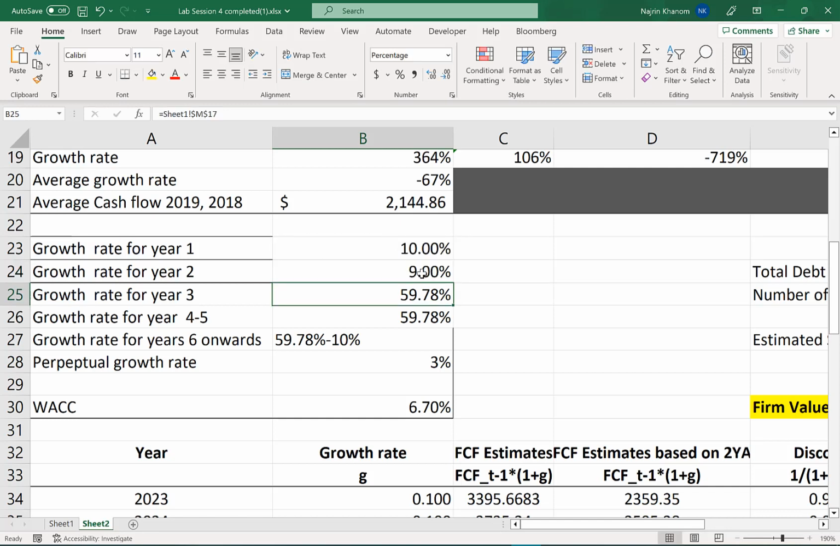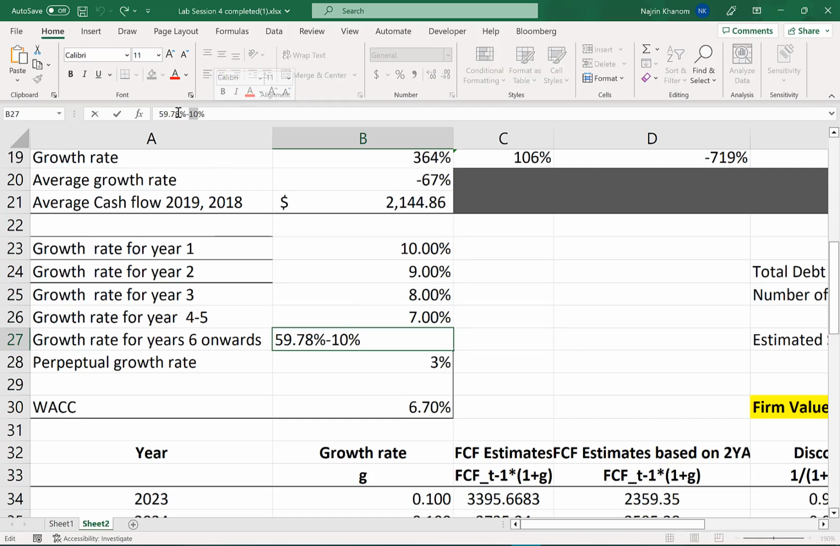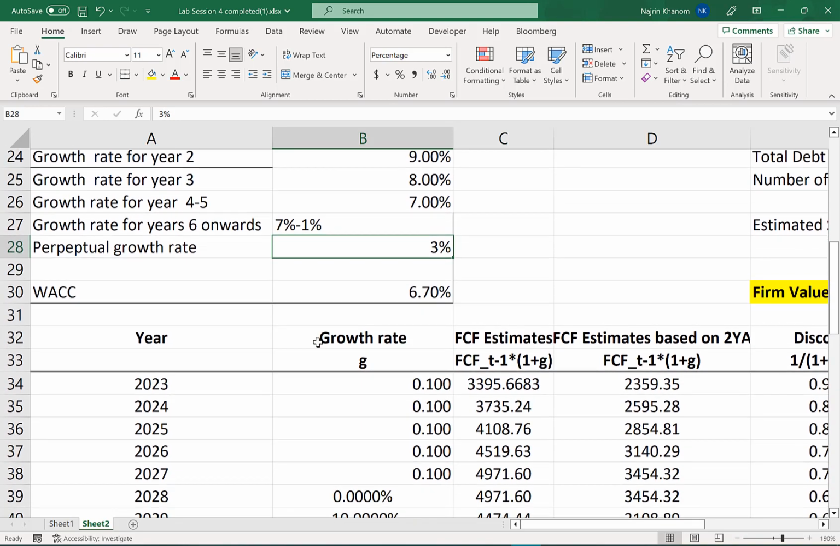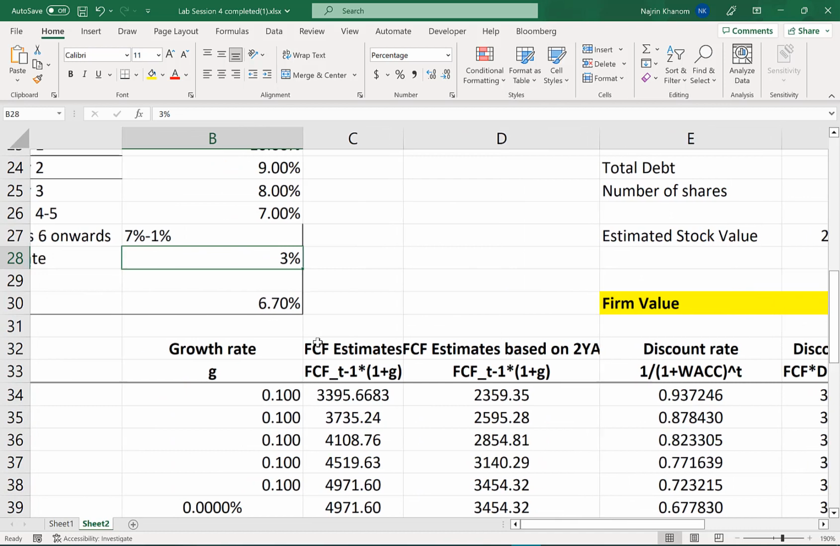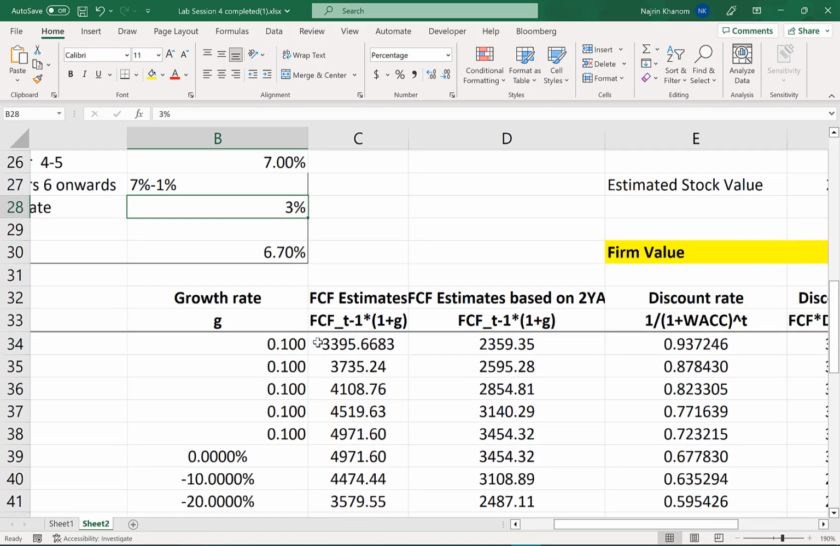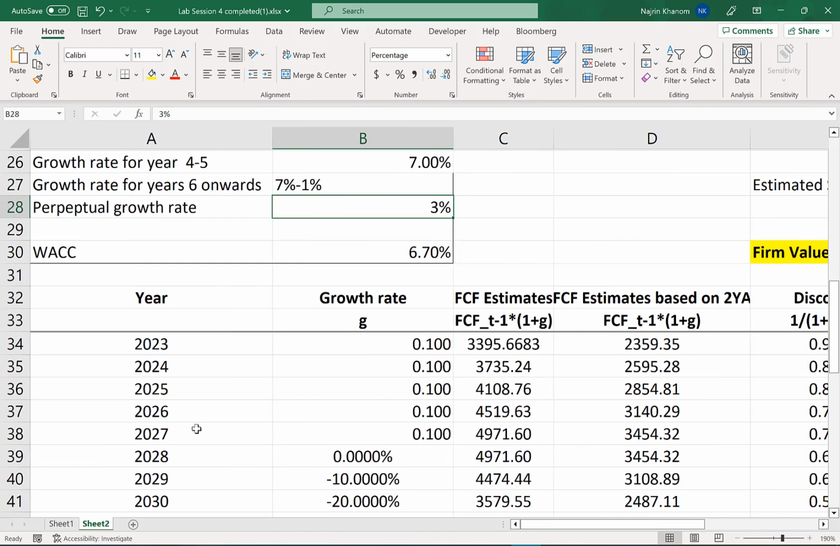Minus 1%, so it'll grow by 9%, 7%, and then from this onwards it would be, say, 7% minus 1%. How it would change, right? The file that you have on Blackboard does not reflect these growth changes, so just bear that in mind when you're downloading the completed file.